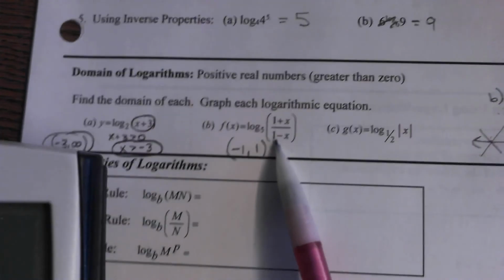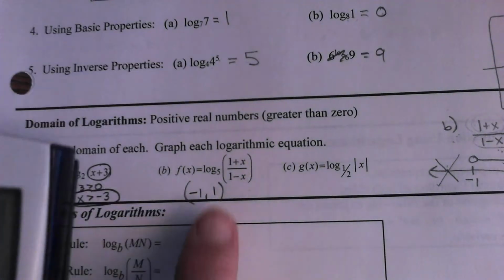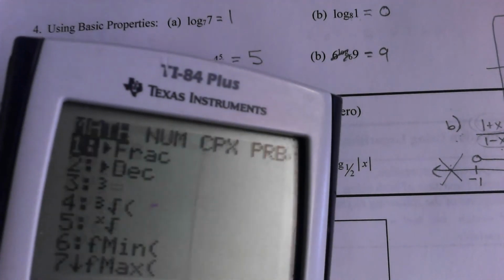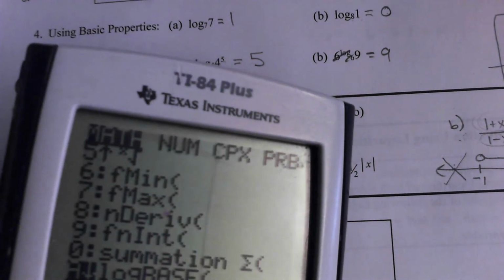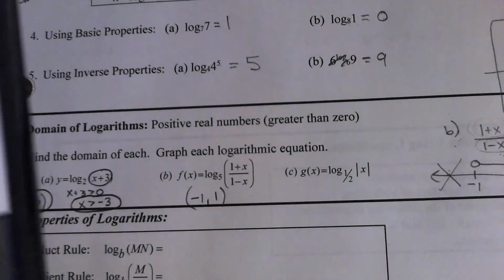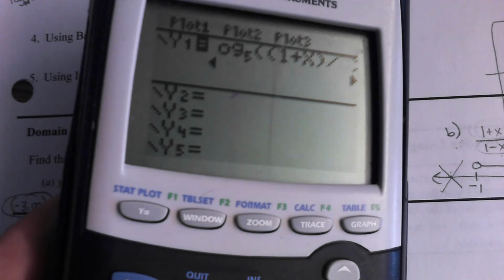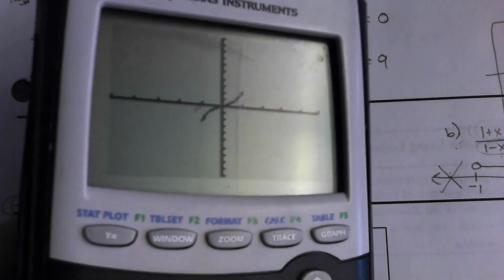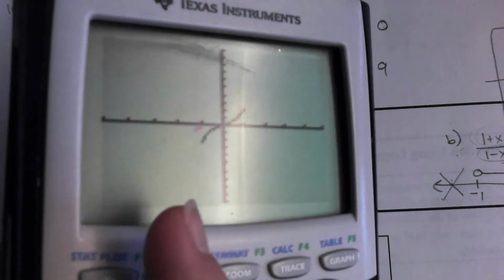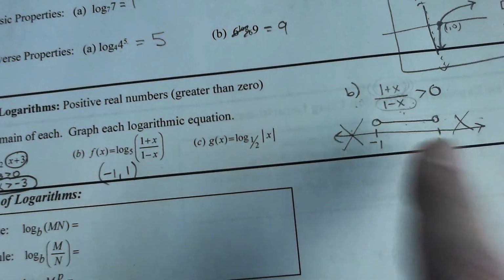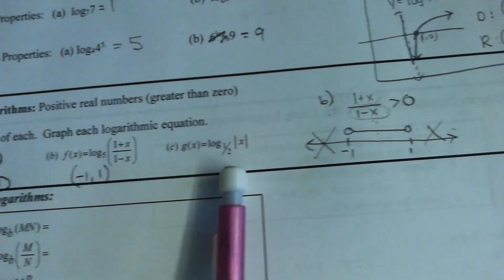If I graph this one, you'll see that the graph only exists because this only has a domain between -1 and 1. So, log base 5 of 1 plus x over 1 minus x. So this graph, that's it. It only exists because that's the domain of it between -1 and 1. Which came from this one only being positive between -1 and 1. Okay. Last one.